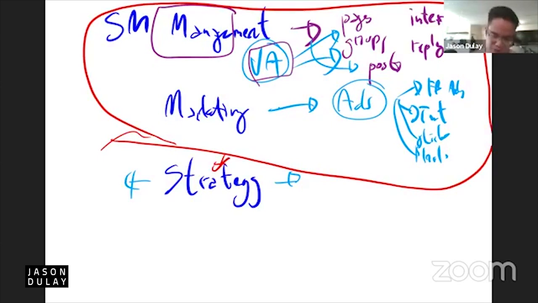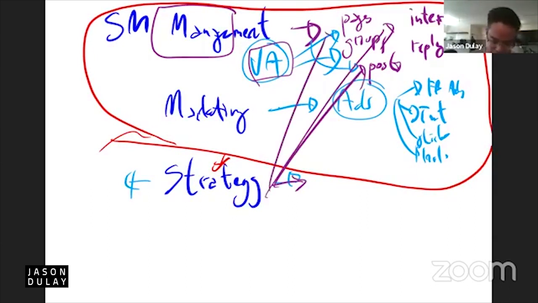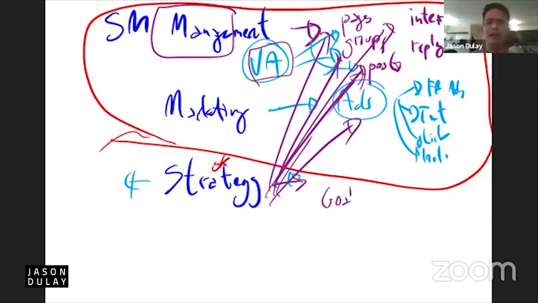So strategy is when you're thinking, okay, what posts should we make? How should we interact? How should we manage our pages? How should we manage our groups? How should we create ads? What kind of posts should we create? Because we're thinking, once again, about company goals. A company has a big goal, to make sales, to reach an audience, like I mentioned earlier. Whatever the company goal is, a strategist takes a step back.